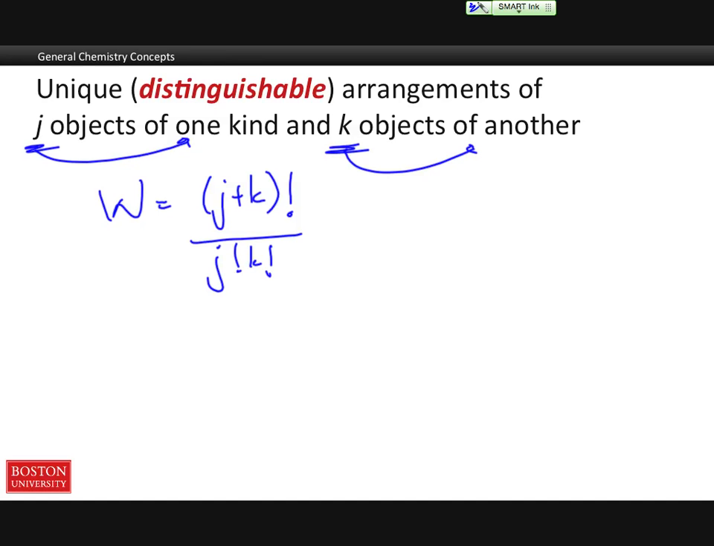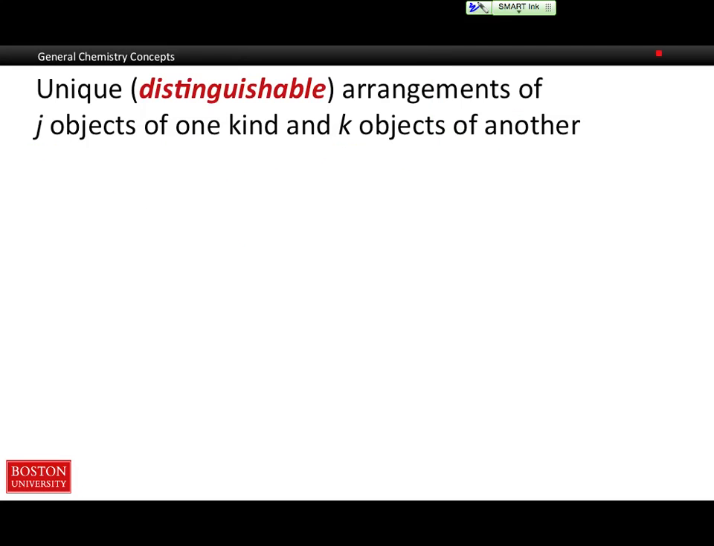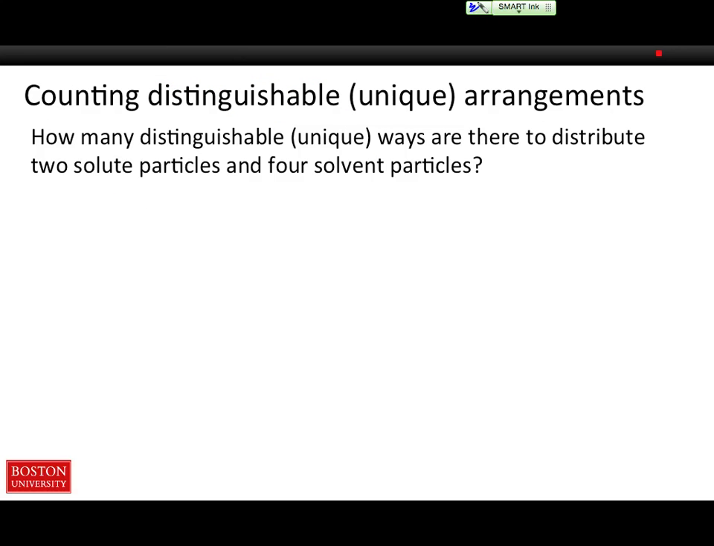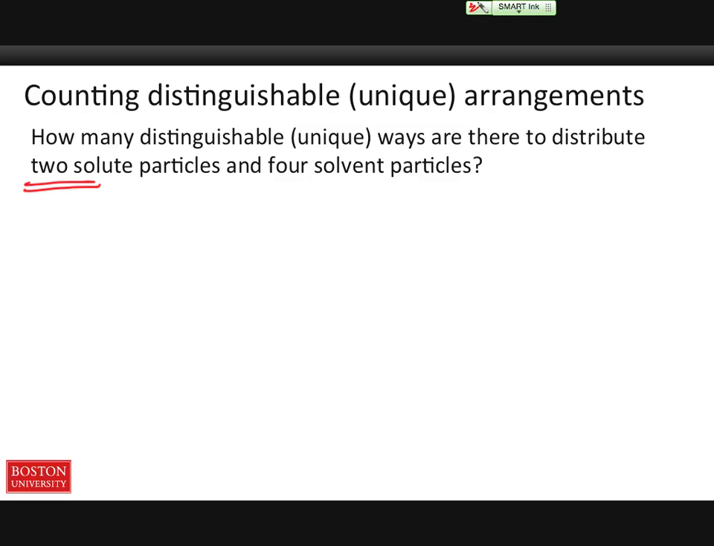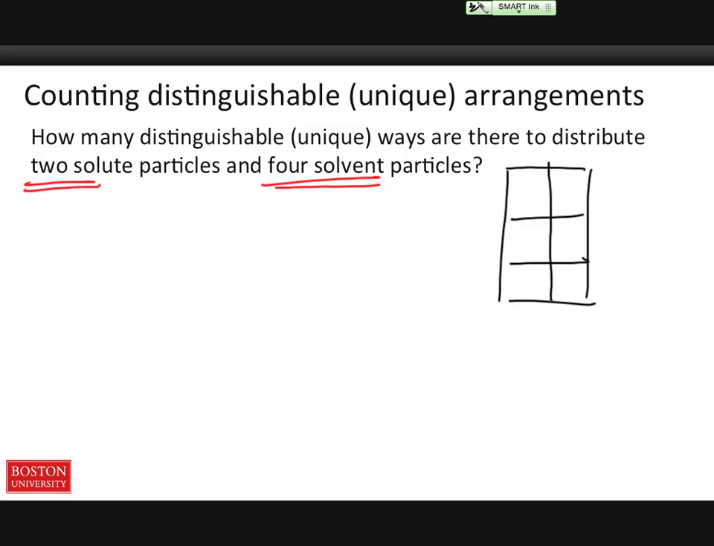So let's see if we can try this out and do a nice simple calculation. How many unique or distinguishable ways would there be to distribute 2 solute particles and 4 solvent particles? I'd like to visualize that perhaps like this. We can make the solvent particles O's on my lattice, and we can make my solute X. And I'd like to know how many unique ways there are for arranging this lattice. So hit pause and work on that, and when you're done, you can hit play.